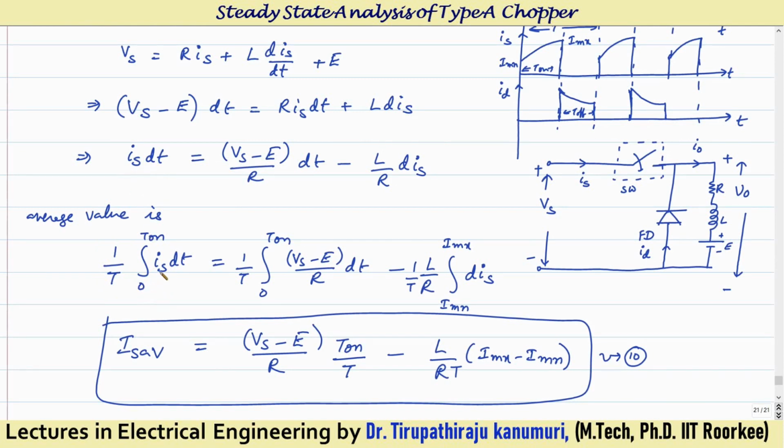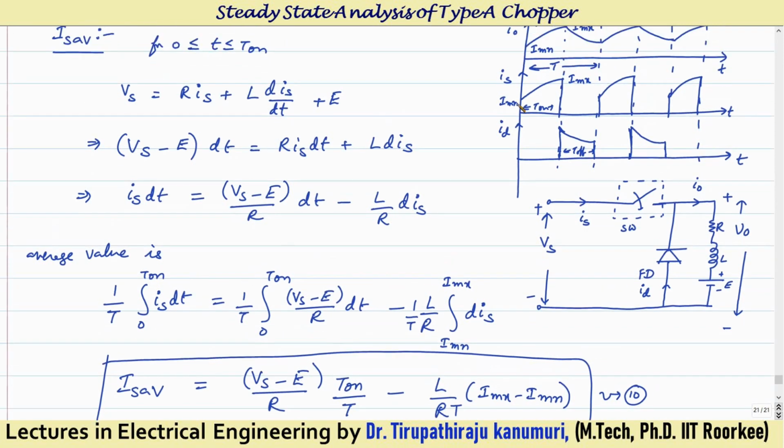It is varying. So Is dt, only for that much duration it is conducting. You can see this supply is conducting from 0 to t on only. So that's why I have written 0 to t on. And second side also 1 by t into integration from 0 to t on Vs minus E by R dt. And next time period. So this one is dis.